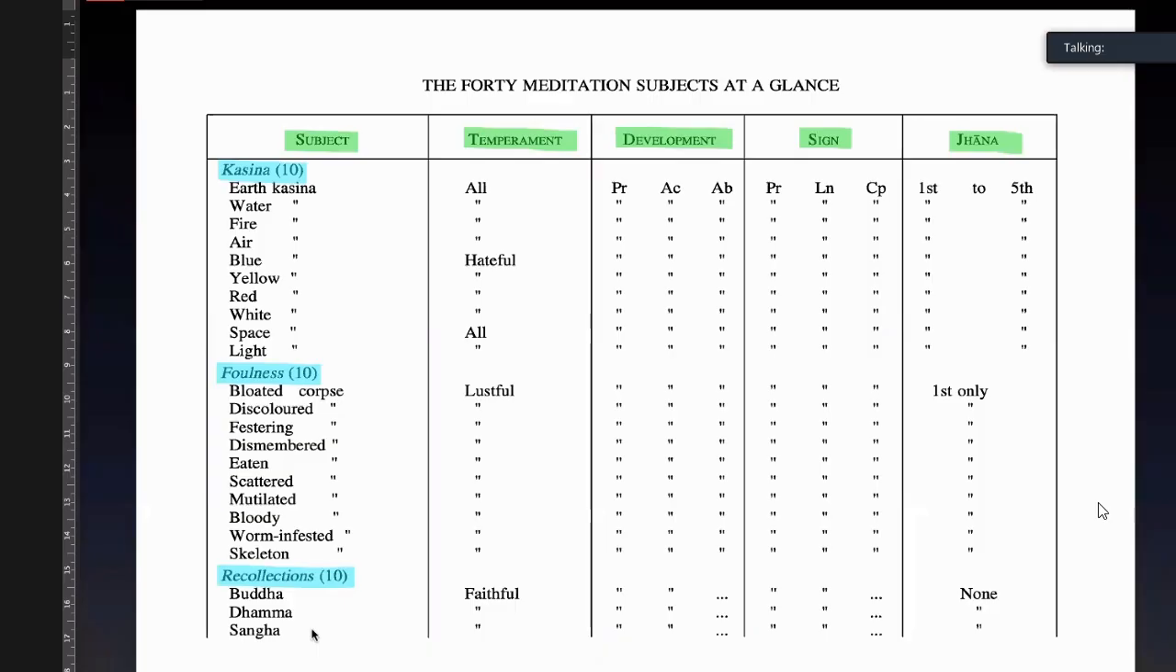Now we stop sharing and then we go on to another one. Wait, let me see. Can you see the 40 meditation subjects? Okay.